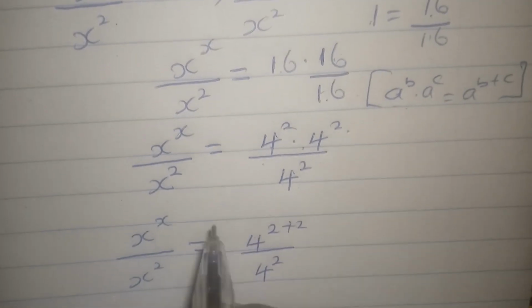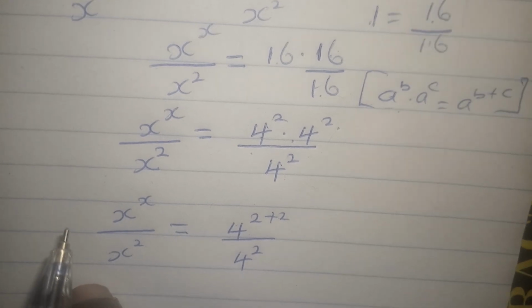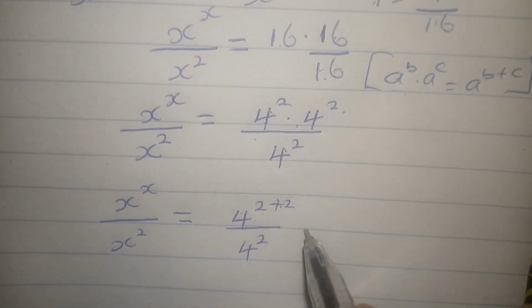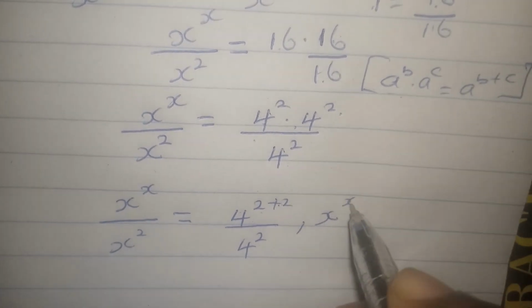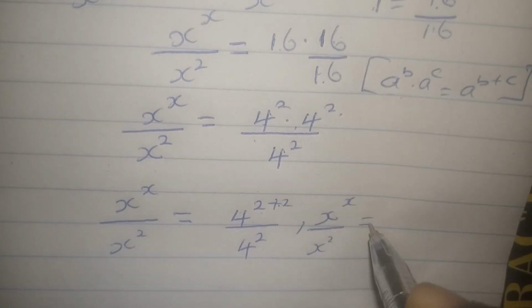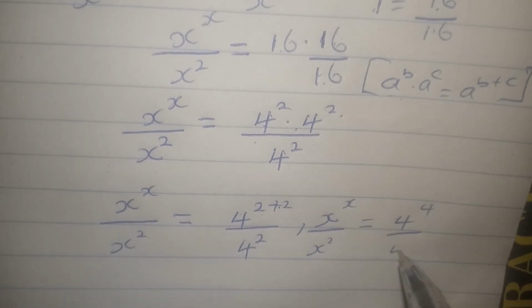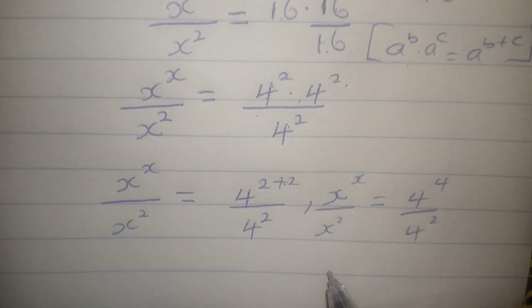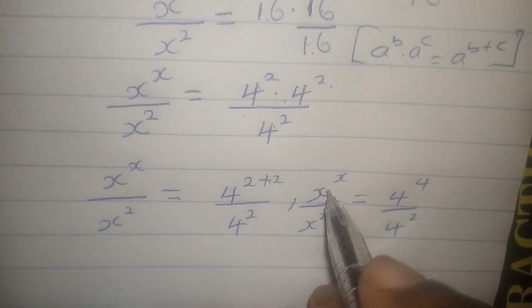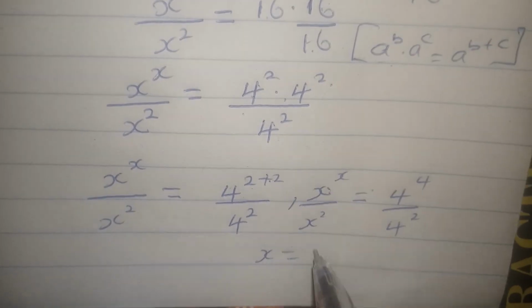Okay, so we can now see that 2 plus 2 is going to give us 4. So we can say x to the power of x over x squared is equal to 4 to the power of 4 over 4 to the power of 2. So by comparison we can say x is equal to 4.